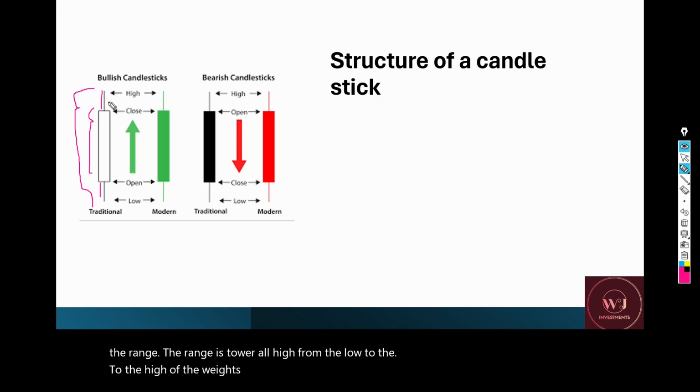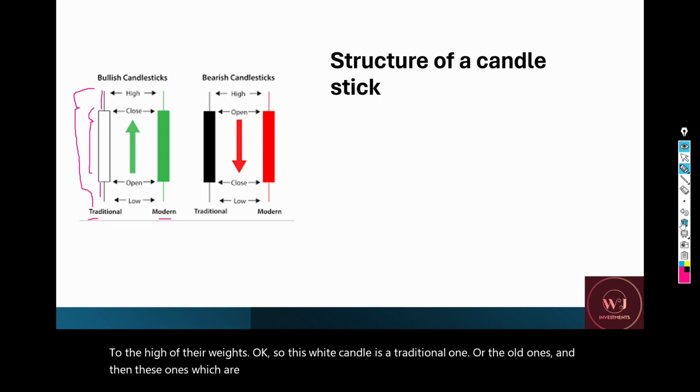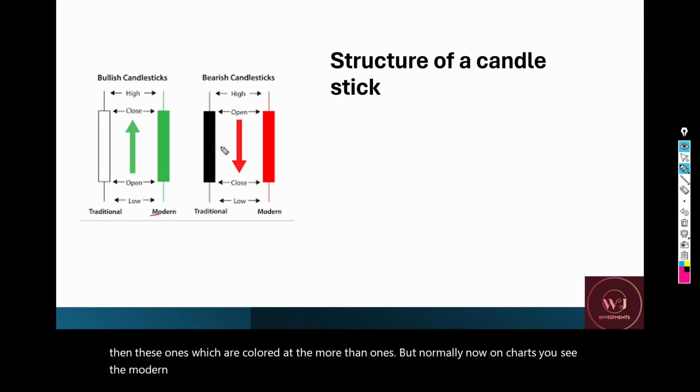Okay, so this white candle is the traditional one, the old one, and these ones which are colored are the modern ones. But normally now in charts you see the modern candlesticks. So if you come across these black and white ones, those are just traditional, but they convey the same information.